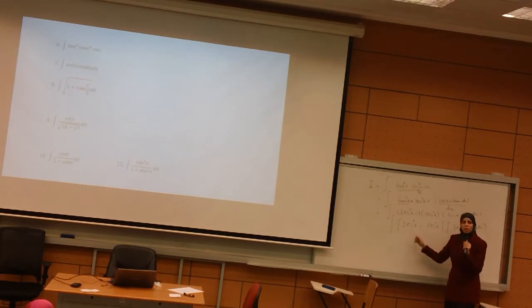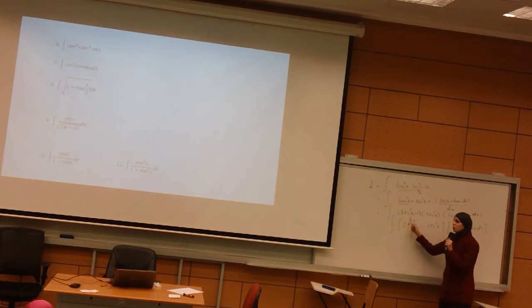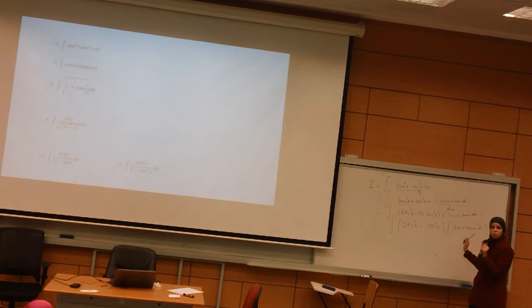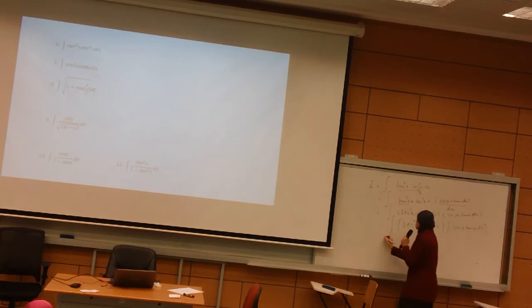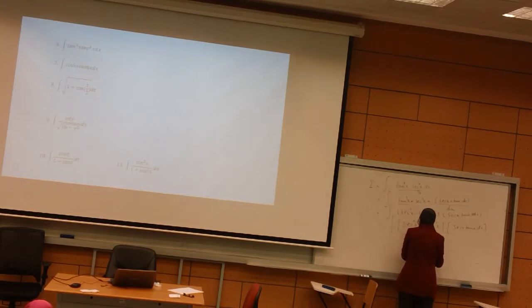So I can simply apply the power rule because it is put in the form of u to the power n times du. Okay? So this will give us secant to the power 5 of x over 5 minus secant cubed of x over 3 plus an arbitrary constant c. Okay?